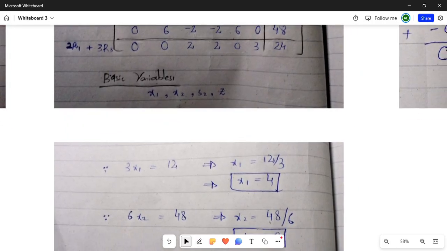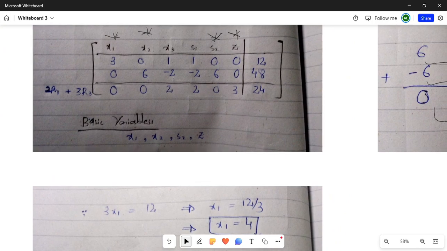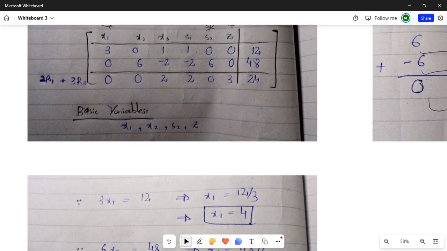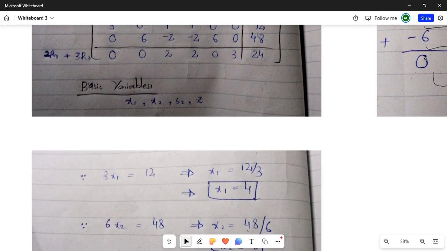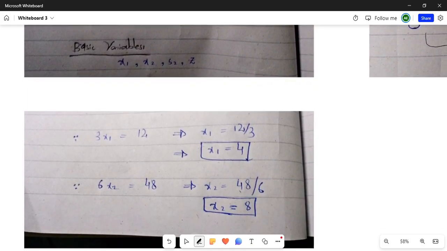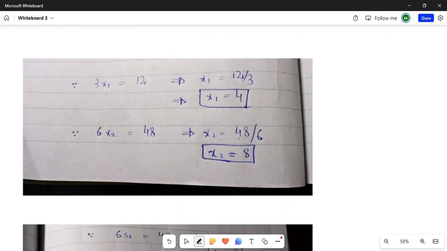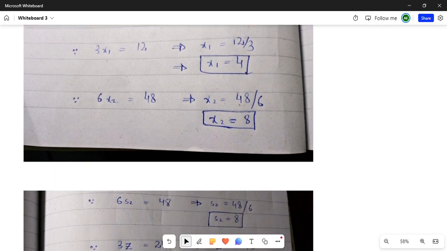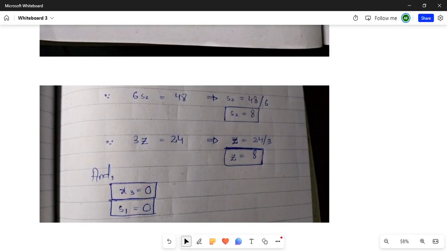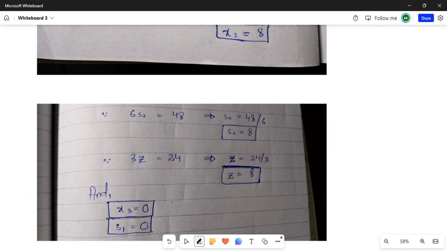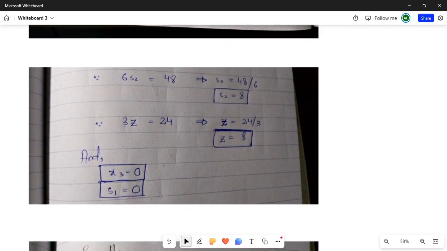Now as we have done previously, we will make these coefficients equal to their corresponding constants. Therefore 3x1 will equal 12, so we will get x1 equals 4. Similarly, we will get x2 equals 8 by using this method, and the coefficient of s2 is 6. Therefore we will get 8 as the value of s2, and z has a coefficient of 3 and its corresponding constant is 24. Therefore we will get z equals 8.